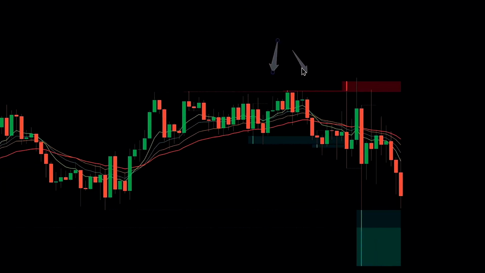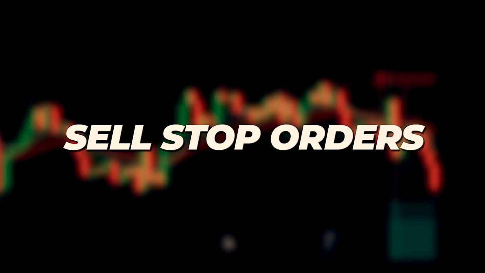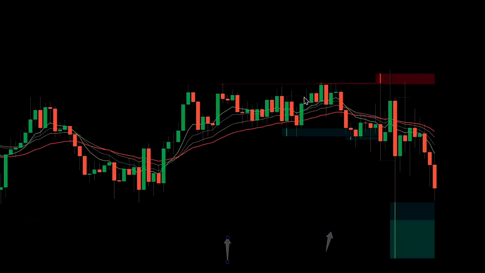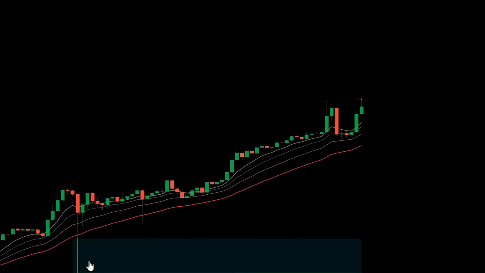Sell-side liquidity is the opposite. Areas with multiple sell stop orders where traders expect price to fall once it breaks below. Like buy-side liquidity, these levels can also experience sweeps when price briefly dips below and then reverses.